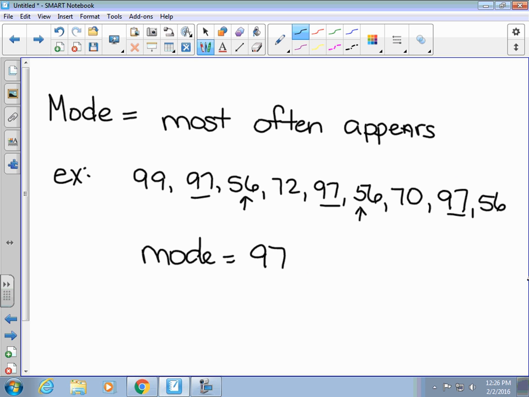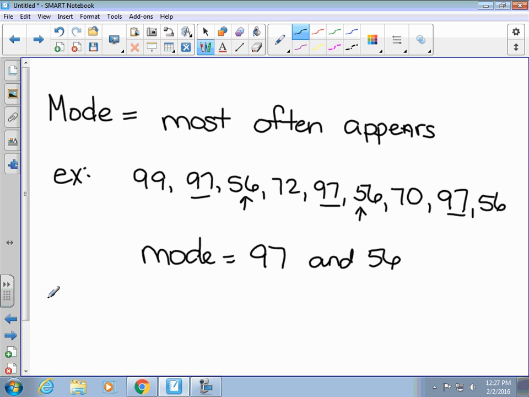Let's say I bring in another 56. Now what? It's going to be both of them. Okay, so 97 and 56. That's still okay. All right, that would still be the numbers that occur the most often.